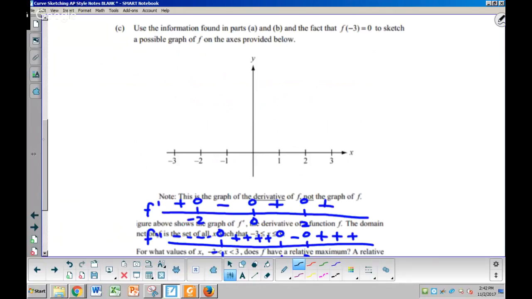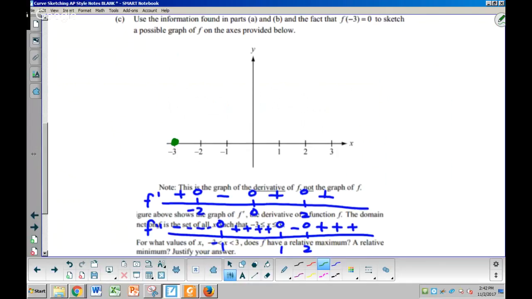They're telling me that f of -3 is 0. So where am I going to put a point? Right here, that's where I'm starting. The sign chart says my function is increasing because it's positive, and concave down. What does that piece look like? Increasing and concave down until -2. And then it's decreasing and concave down until -1. So could we say it looks like this? Yes.